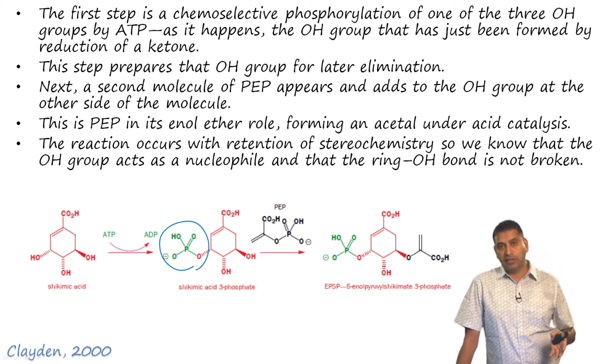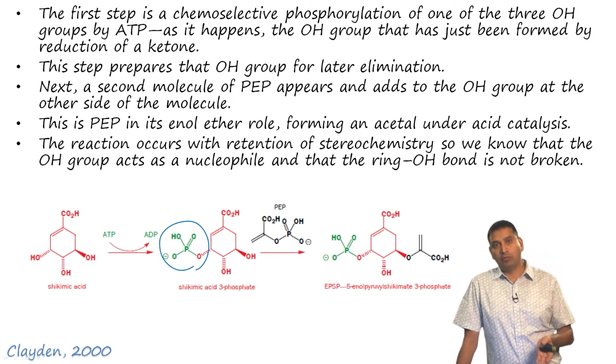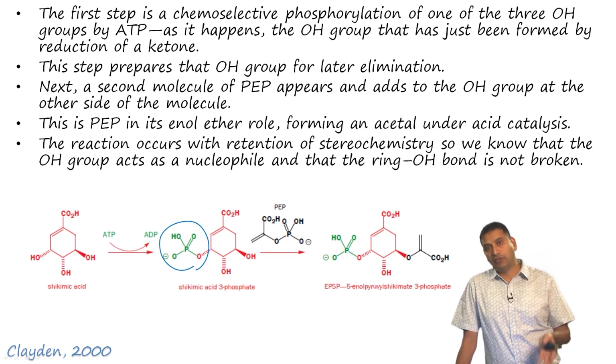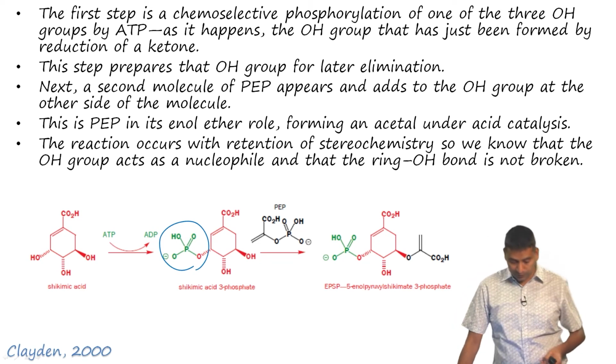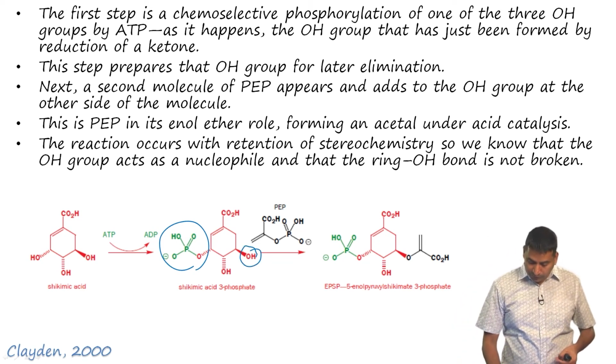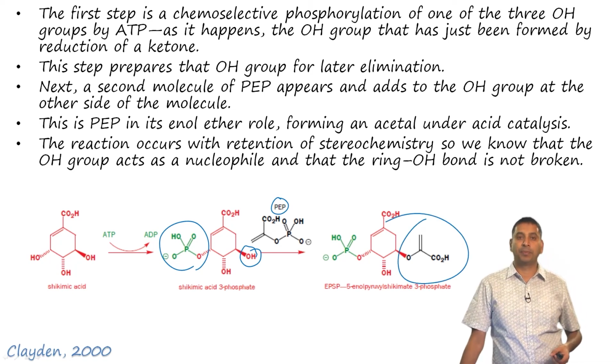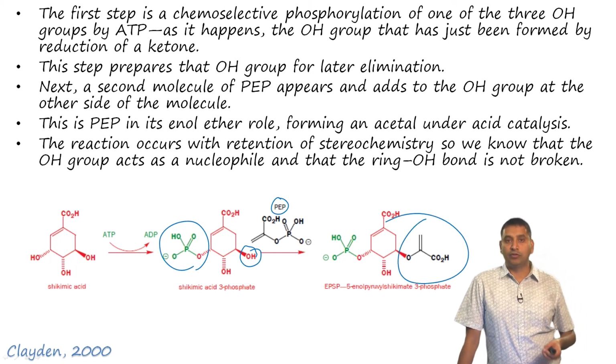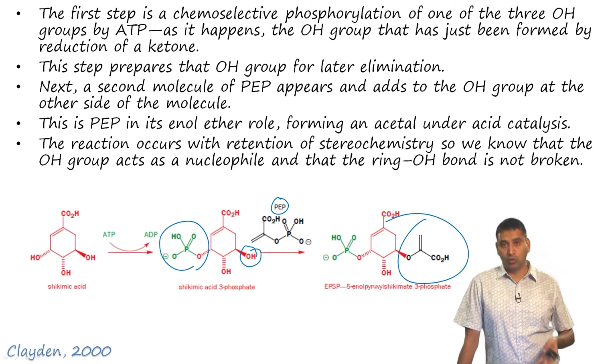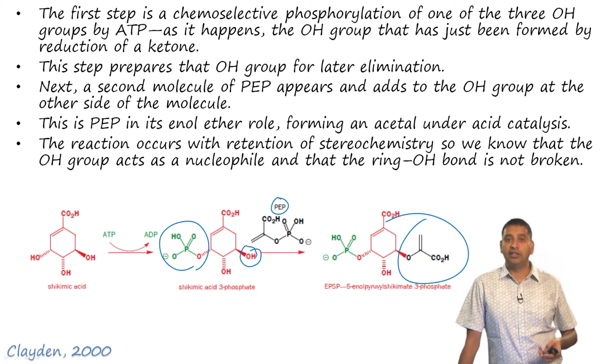elimination. Next, a second molecule of phosphoenol pyruvate appears and adds to the hydroxyl group at the other side of the molecule. So, here is the other side of the molecule. Here phosphoenol pyruvate comes and adds here and gives you this product. This is the phosphoenol pyruvate in its enol ether role, okay, and forms an acetal under acidic catalysis. The reaction occurs with retention of stereochemistry. So, we know that the hydroxyl group acts as a nucleophile and that the ring hydroxyl group is not broken.